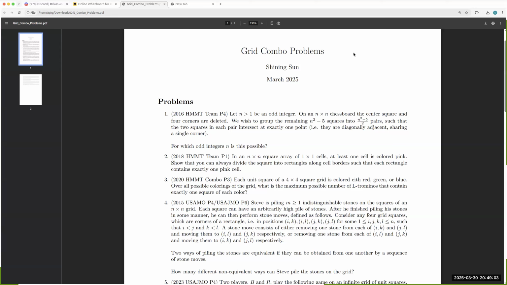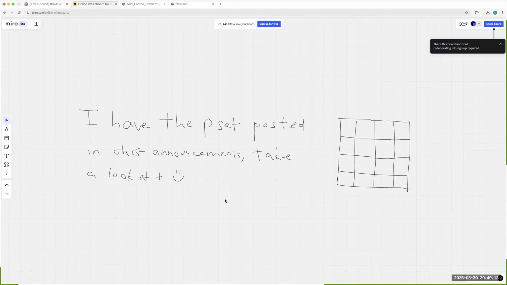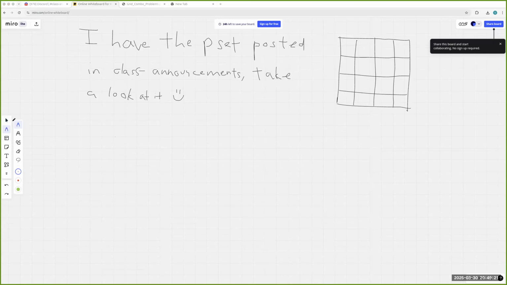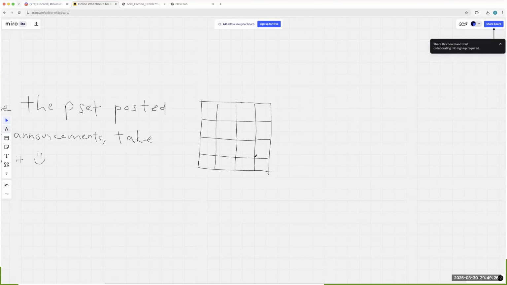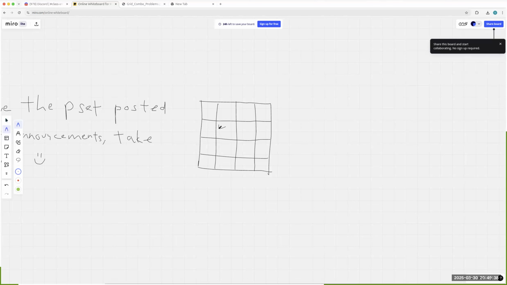Okay. I'm assuming everyone has read the problem. So we have an n by n square grid. I have to move the whiteboard. I'm just going to use the one I made previously, the 4 by 4. So we have an n by n square grid, and we color some non-empty subset of the grid pink. I'm just going to color it black.